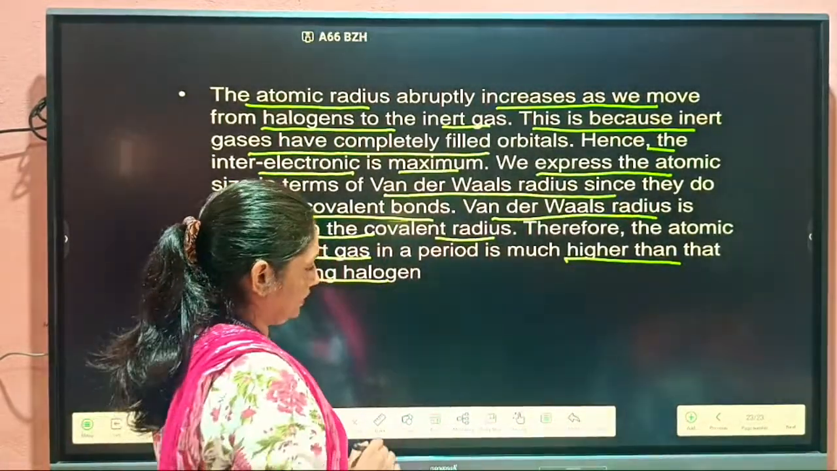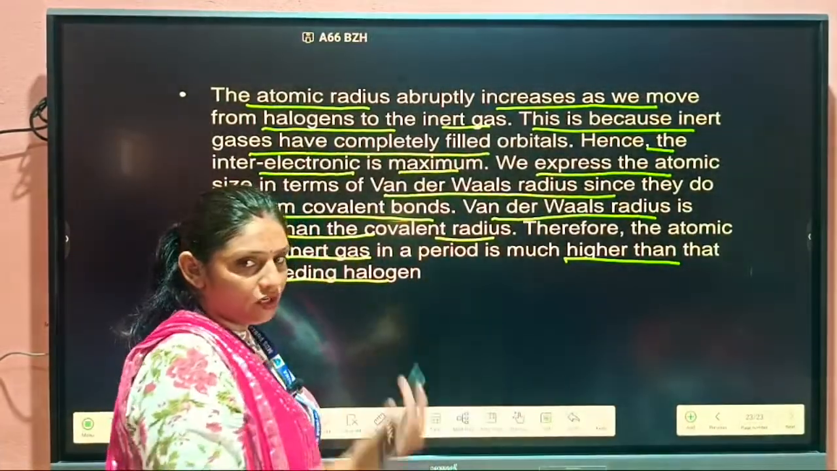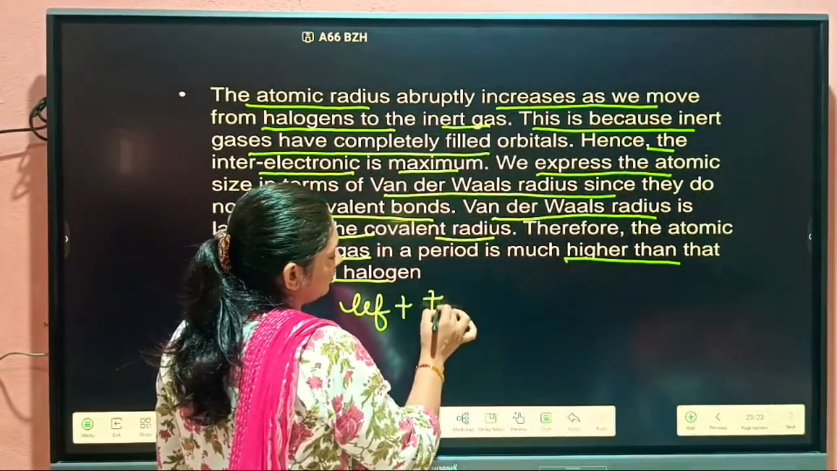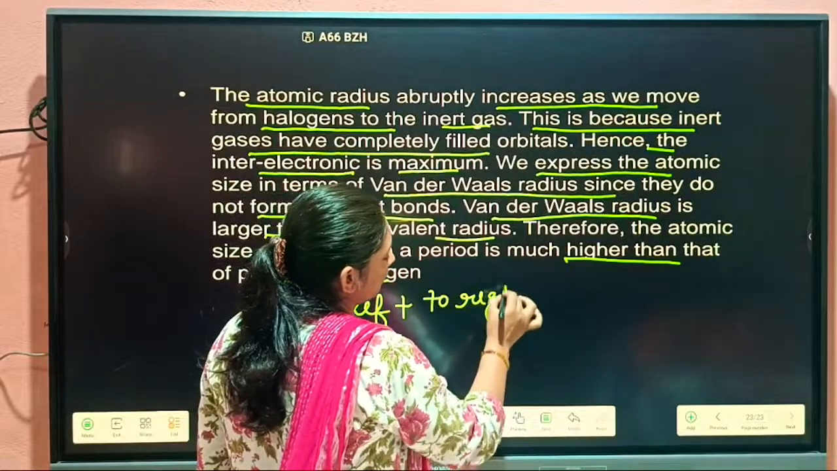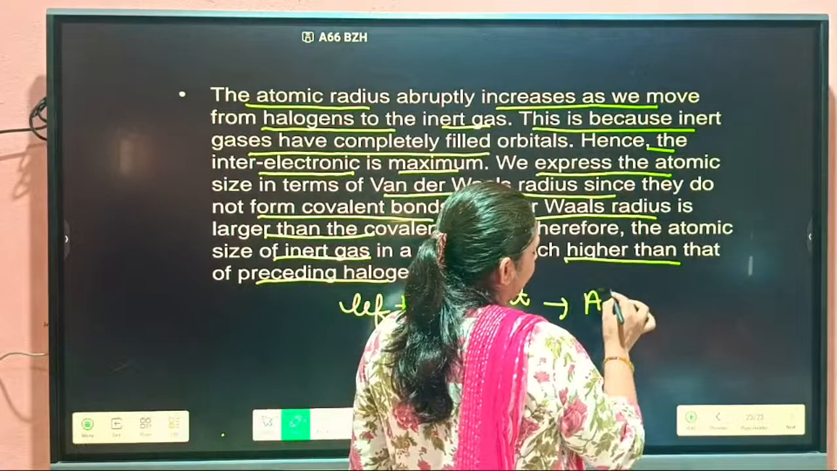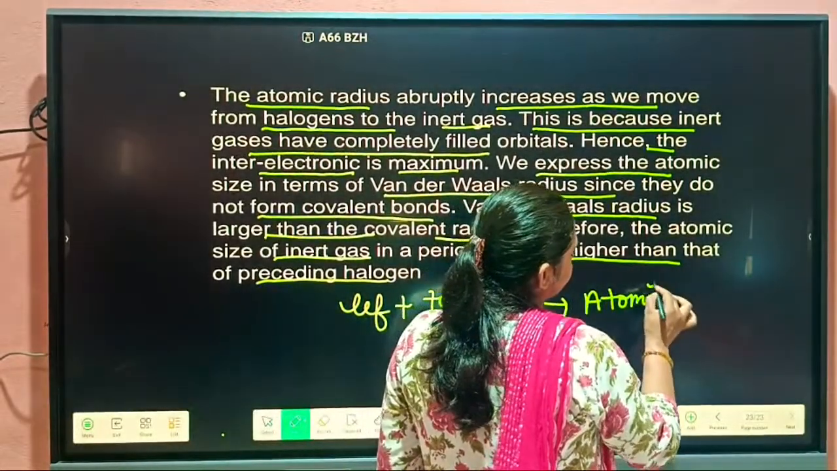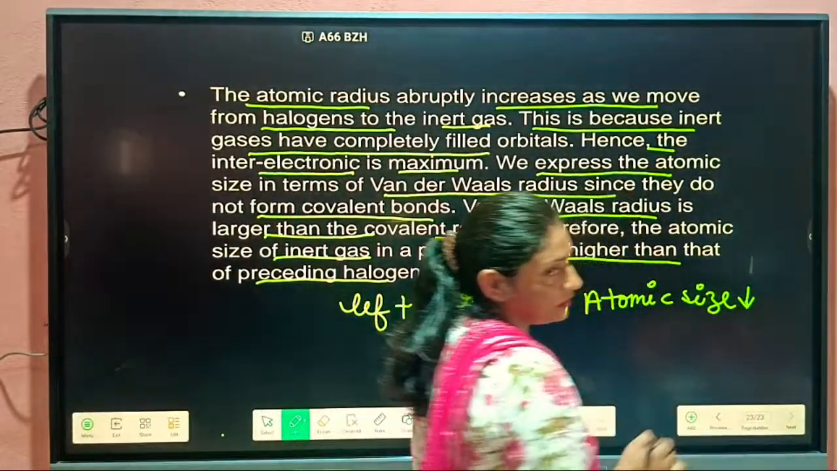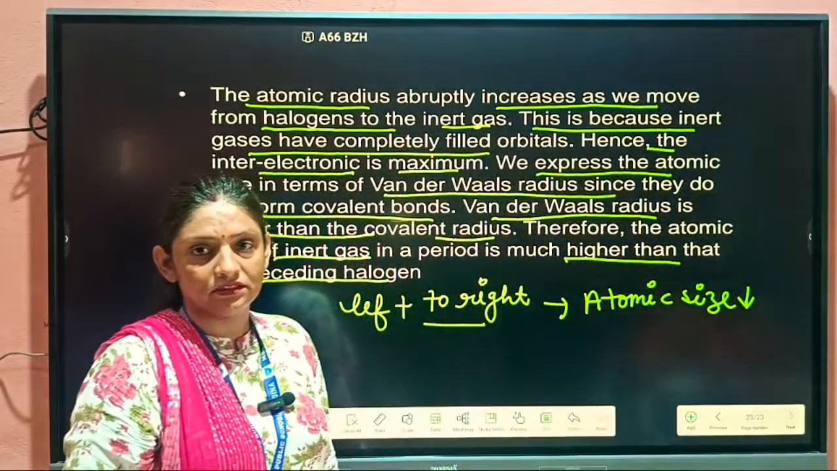What do you mean by this? I have already told you that when we move from left to right, atomic size decreases. Why does it decrease? Because nuclear charge increases.